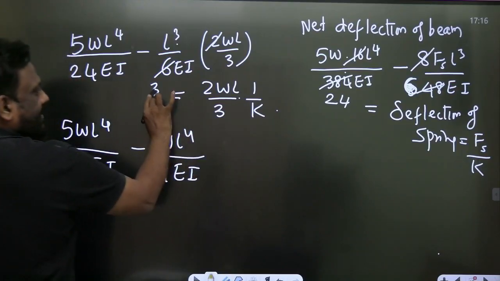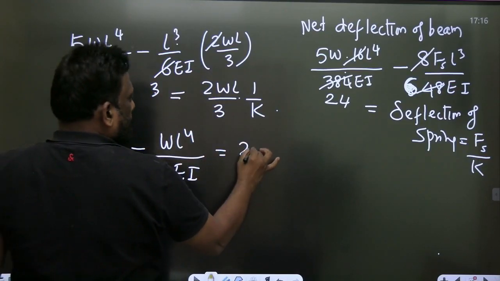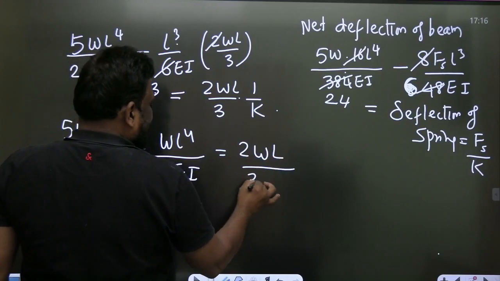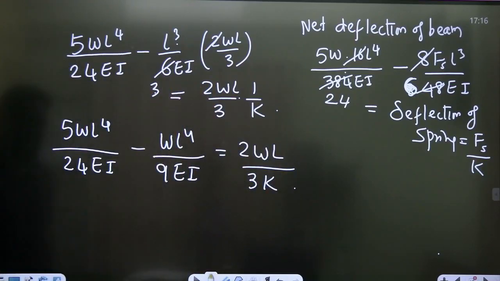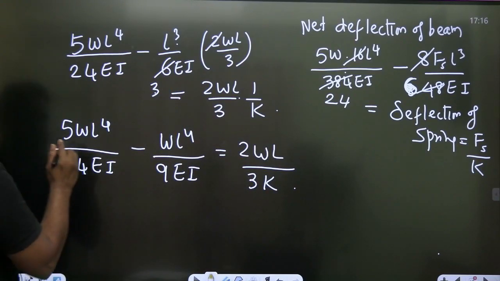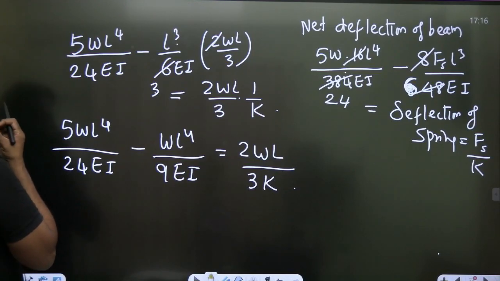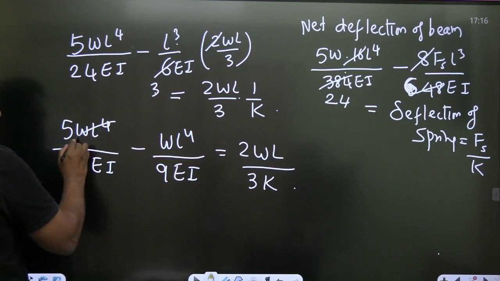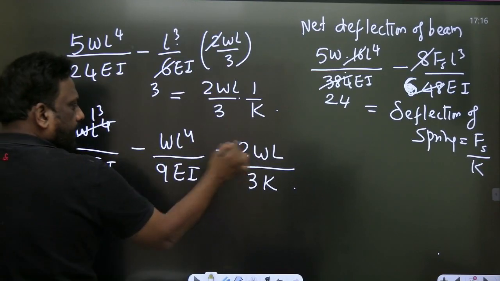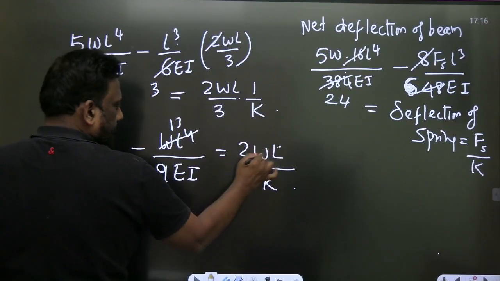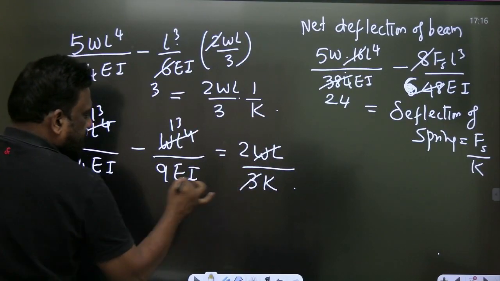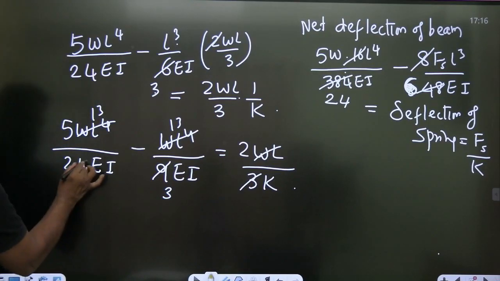3 into 3 is equal to 2WL by 3K. Can we cancel something, sir? I think WL can be removed. So WL is gone, and here L cube is left. 3 ones, 3 threes, 3 8s.